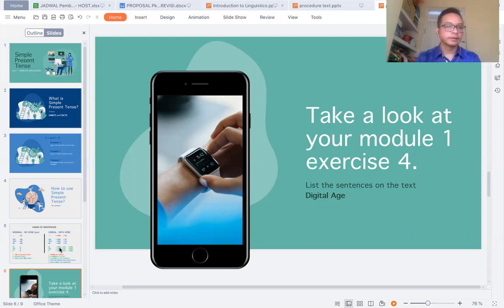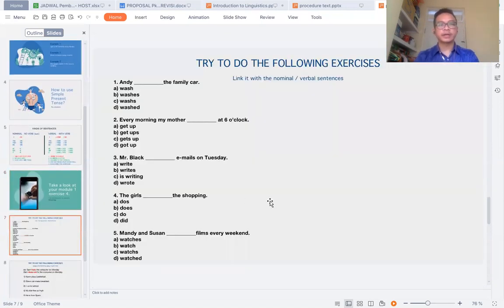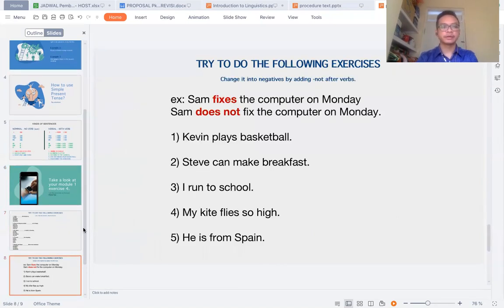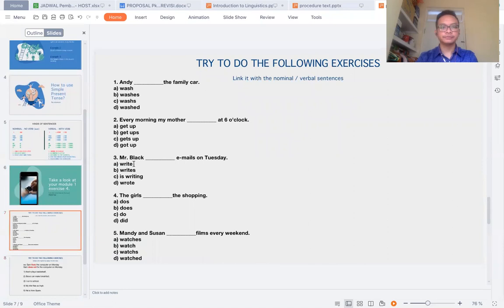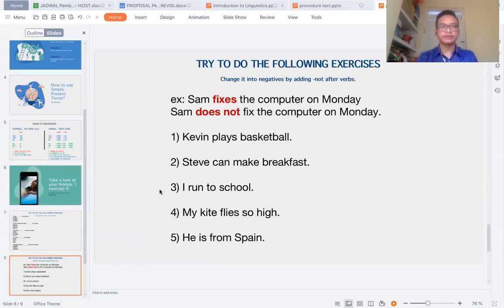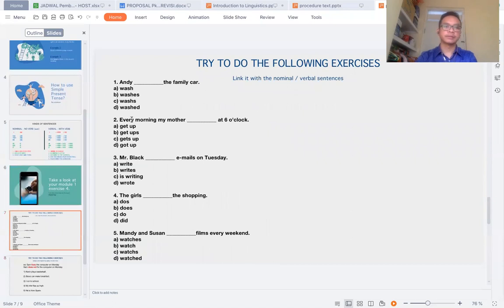Okay, let's go on. The next part would be, I want you to do the following exercises. Yeah, 1 to 5. And then it would be available on your LMS. And then the second one would be, I want you to change it into negative by adding not. Nah, how to do it? It is quite easy. Let me try to do for the first exercise.